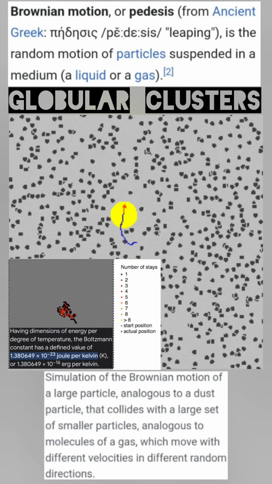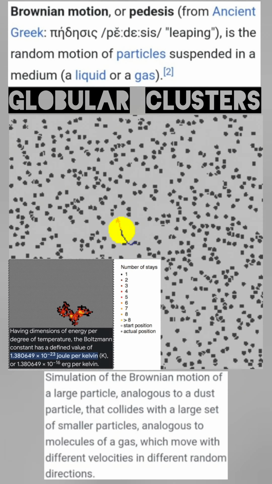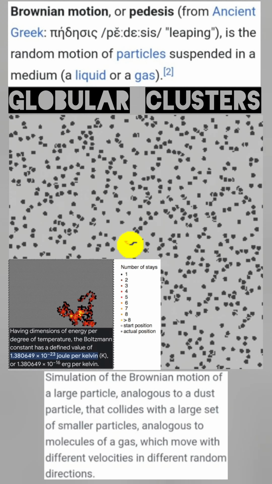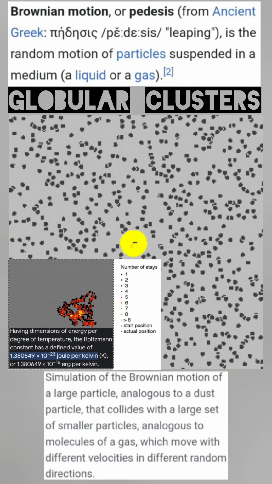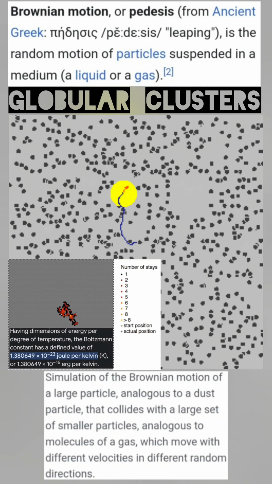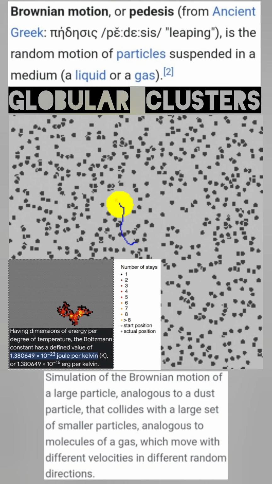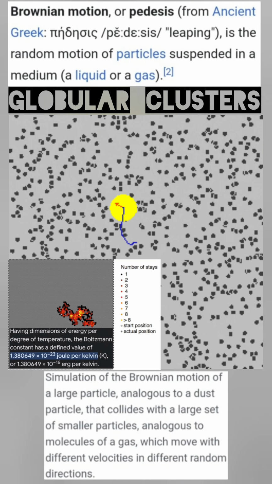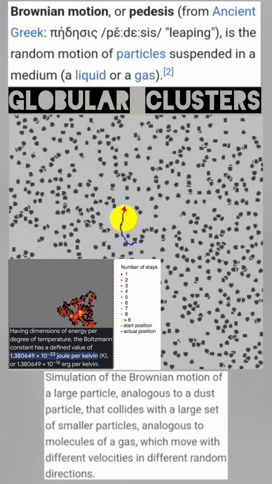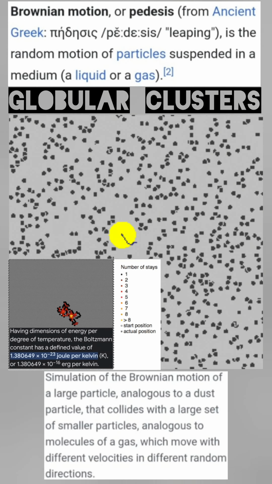Having dimensions of energy per degree of temperature, the Boltzmann constant has a defined value of 1.380649 by 10 to the power of minus 23 joule per Kelvin, or K. The example of globular clusters is emphasized in the illustration, as blobs moving through a clotted artery, or blobs moving through a catalyst frame, collecting and accumulating particles while traversing, as an example of Brownian motion.